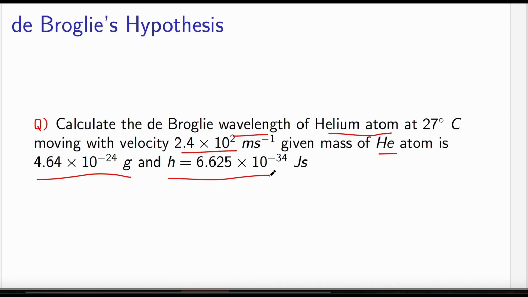So this is simple. The velocity is given, so momentum is m into v. m is given and v is given. So you know the momentum, and then you have to use the relation lambda is equal to h by p, and that will give you the answer.